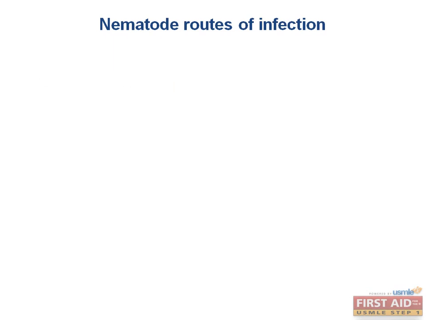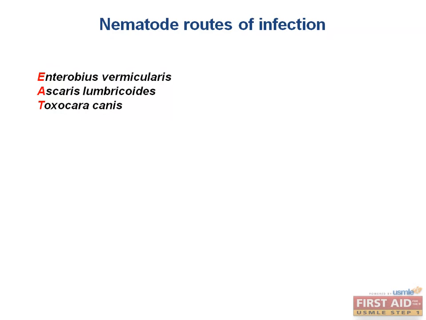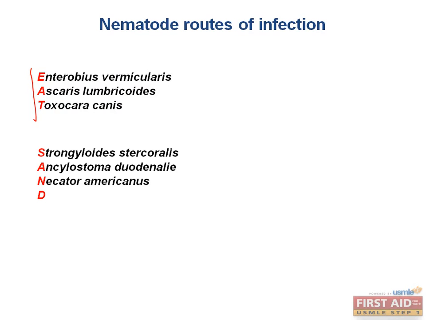Now that we've finished going over the worms, let's make sure you can remember them, since there were quite a few. There are two great mnemonics to help you remember how some of the nematodes enter our bodies. Enterobius, Ascaris, and Toxocara are ingested and form the word eat. Strongyloides, Ankylostoma, and Necator enter our bodies by penetrating through our skin, usually through the feet. They form the first three letters of the word sand.